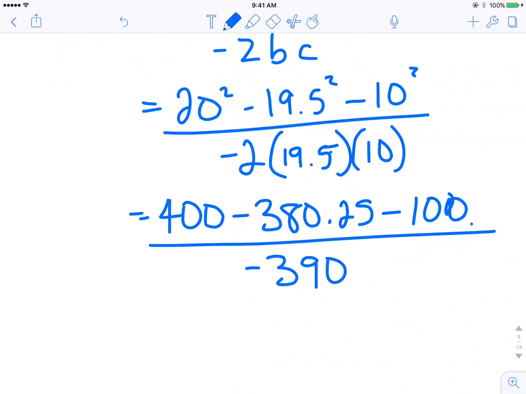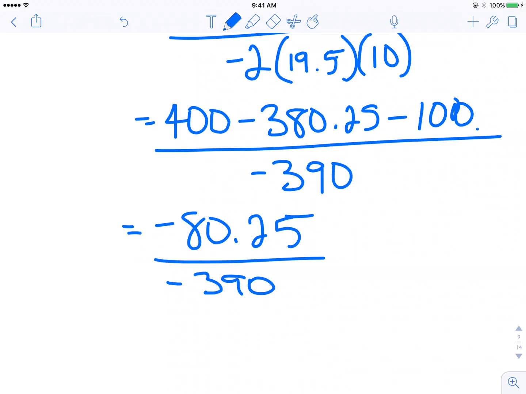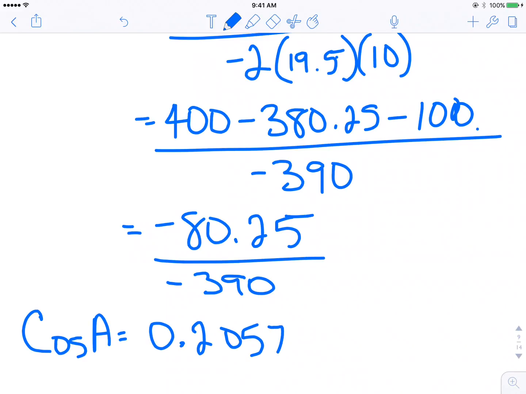So now I calculate the top. 400 minus 380.25 minus 100 is going to work out to negative 80.25, divided by negative 390. Find yourself that decimal number. Cosine A is equal to 0.205769238.